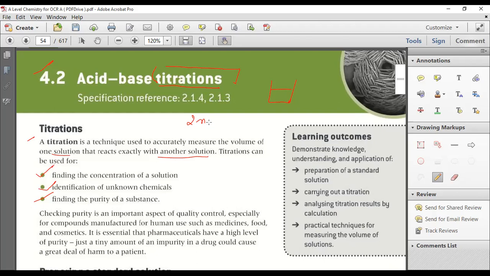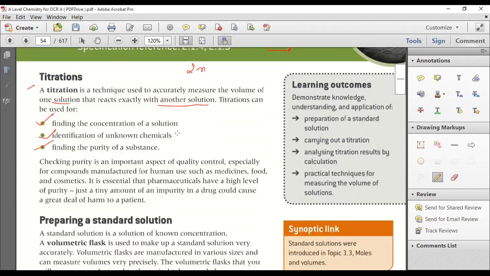Okay. Now, if we start with the titration part. What definition have we understood? It can be asked in a 1-mark question: what is titration and what are the uses of titration. So you can write: titration is a technique used to accurately measure the volume of one solution that reacts exactly with another solution. And titration can be used for finding the concentration of a solution, identification of an unknown salt, and finding the purity of a substance. Clear? Any doubt up to this point? No, that's fine.